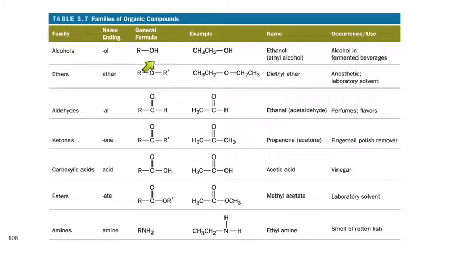Alcohols have this OH group. The ethers have an oxygen between groups of hydrocarbons. Aldehydes have a carbon with a hydrogen and a double bonded oxygen on one end. The ketones are similar, but instead of a hydrogen here, they've got more carbons. Then we have carboxylic acids. Acetic acid is an example of this.